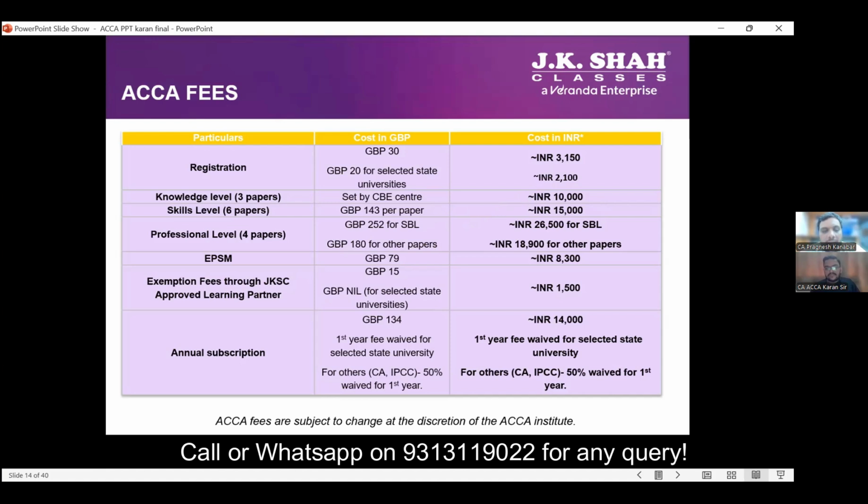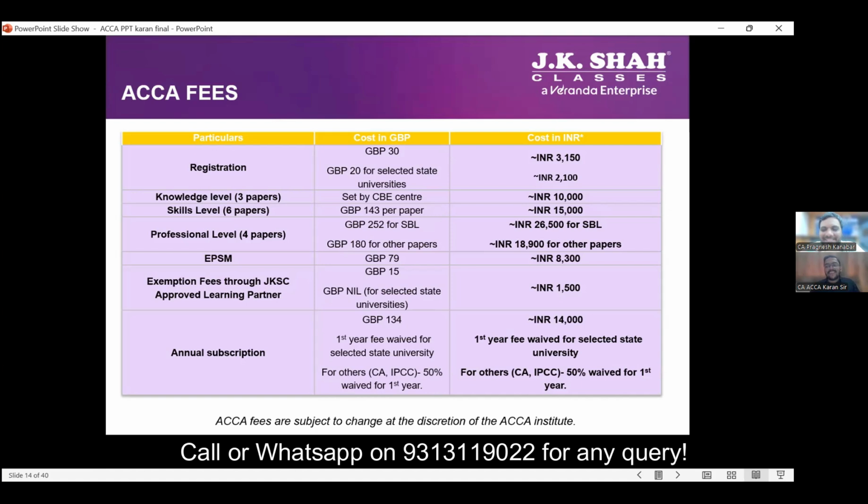And if you don't go through them, and you go directly to the ACCA Institute, then it will be at the skill level. There's 15,000 per paper, sir. Correct, exactly. I think it is about 10 times more. Yes, 90% discount, correct. A student can avail this only when registering through an approved learning partner like JK Shah Classes. And stay tuned, I will get more discounts from them for us.